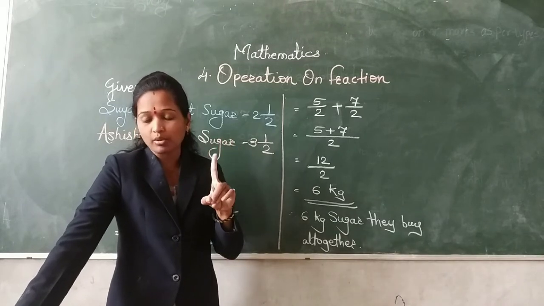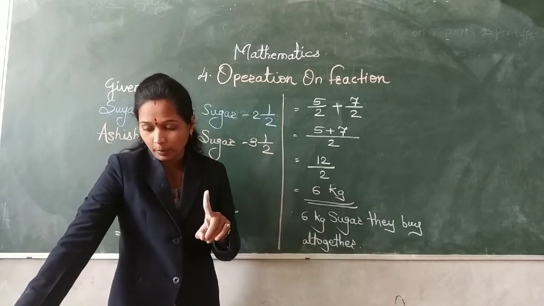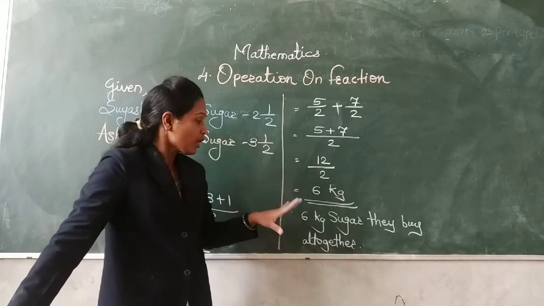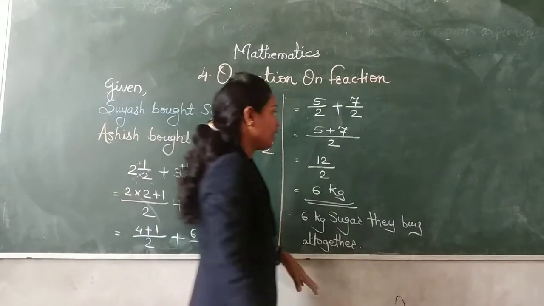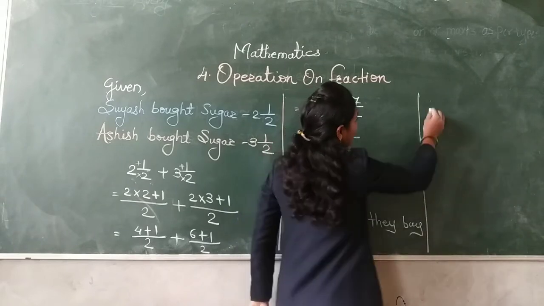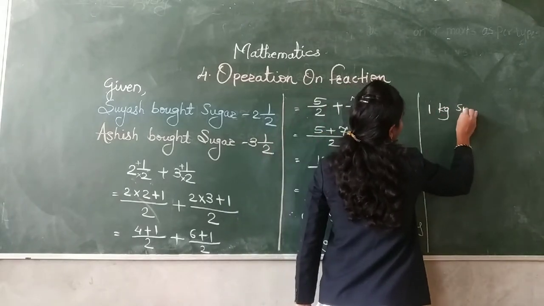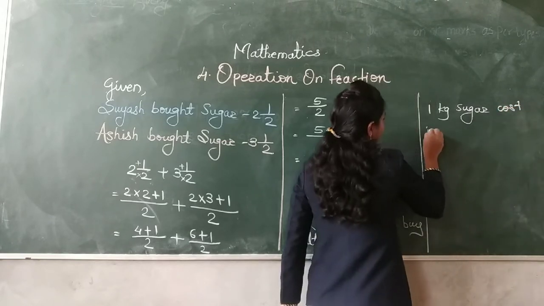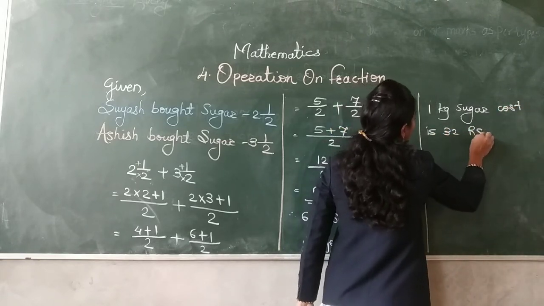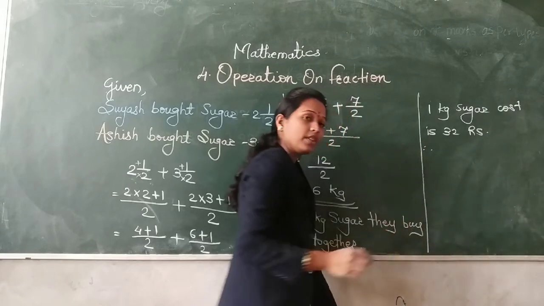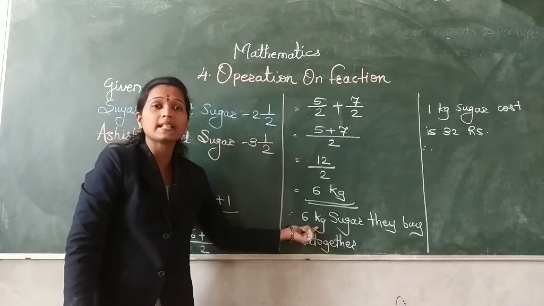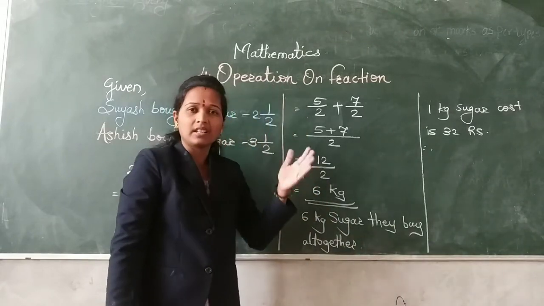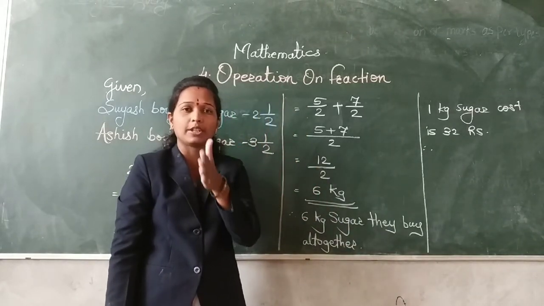So 1 kg sugar costs 32 rupees. How much did they spend on the sugar they bought? Okay, write down the things given: 1 kg sugar costs 32 rupees. Therefore, how much sugar did they buy? They bought 6 kg sugar. 1 kg sugar costs 32 rupees, so don't add 32, 32, 32, 32, 32 and 32.